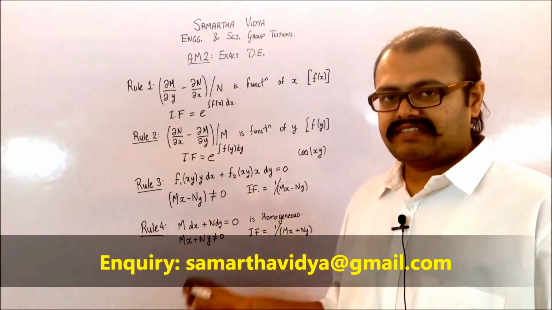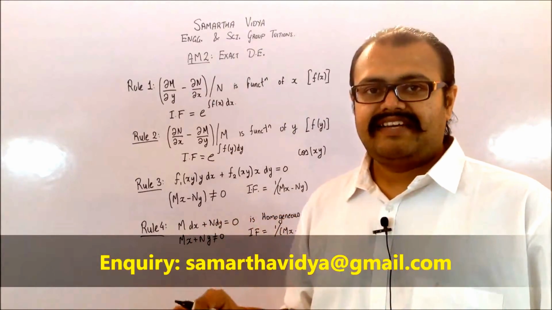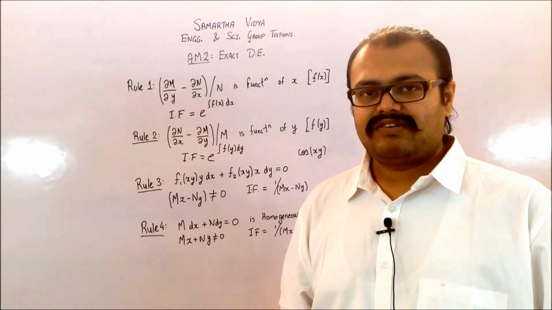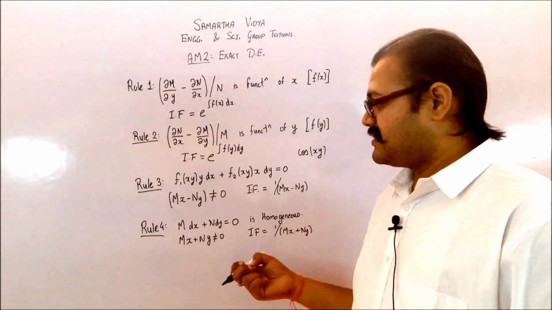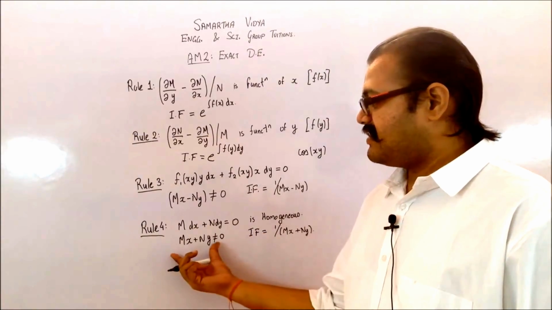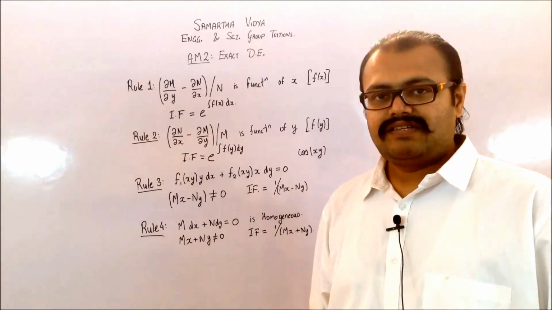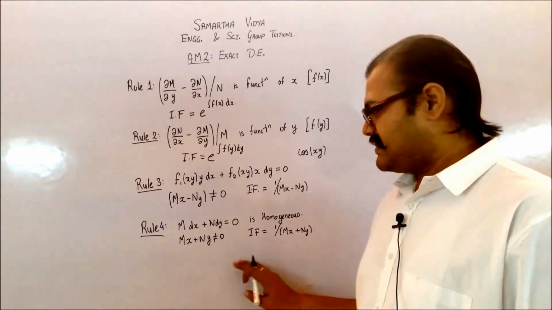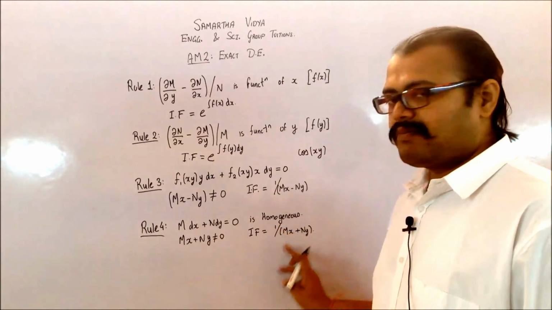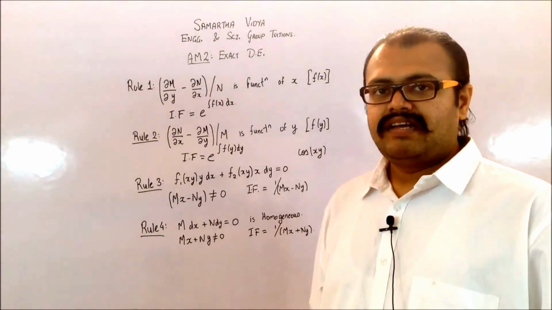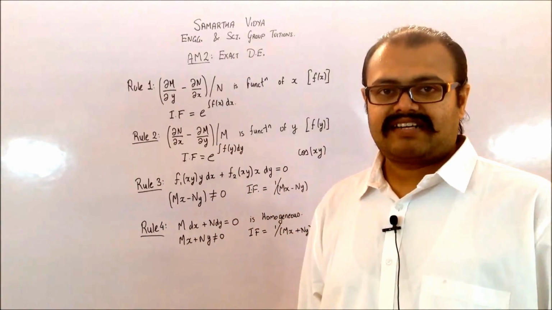Coming to the last rule, in this, if my M dx plus N dy, which is a standard form of your differential equation, is homogeneous, that means each and every term has the same common degree, then in that case we have to find this particular term, that is Mx plus Ny, which should not be equal to 0. If it is so, then I can have my integrating factor which is going to be equal to 1 upon Mx plus Ny. So these are the 4 rules which are basically useful to find the integrating factor.